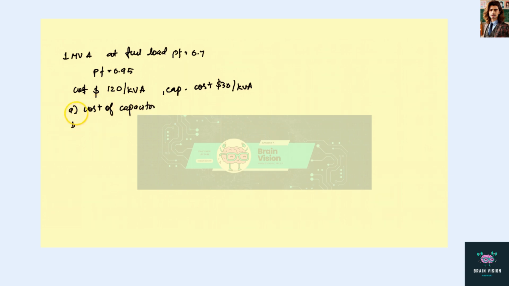Part B is to find the savings in the substation capacity released, and are capacitors economical for releasing that amount of substation capacity.